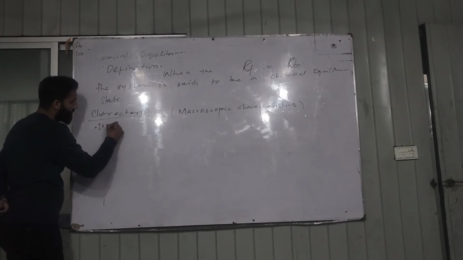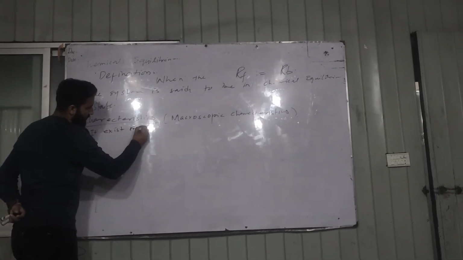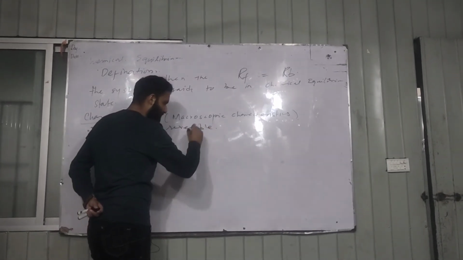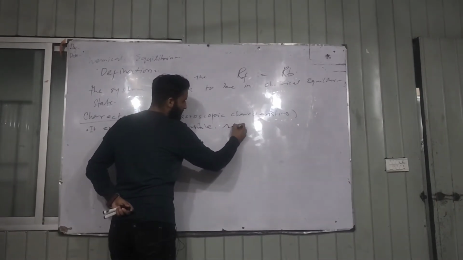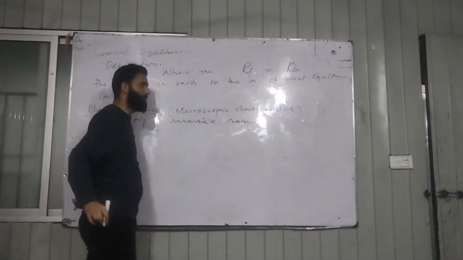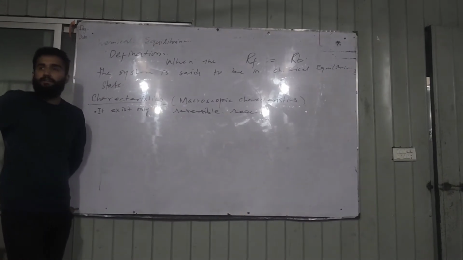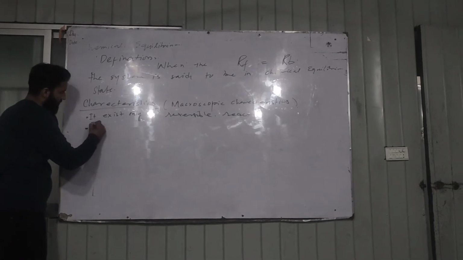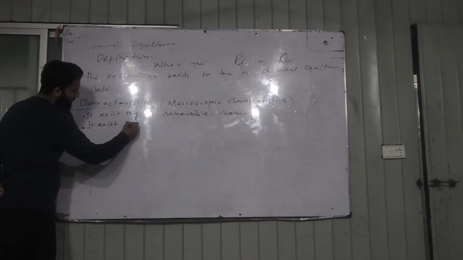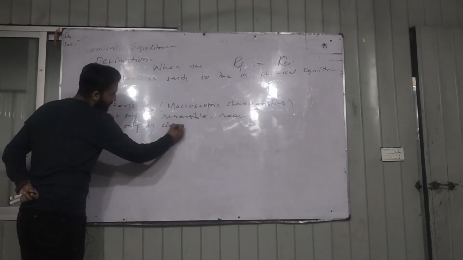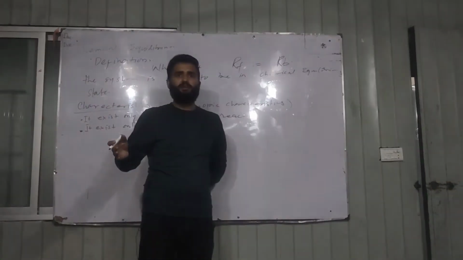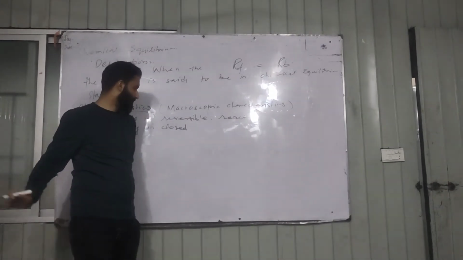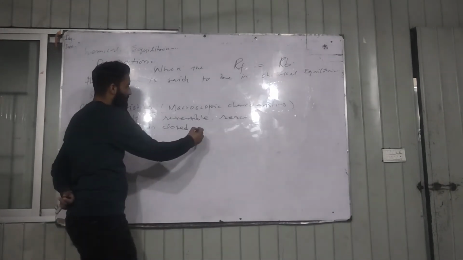It exists only in reversible reactions. There is no equilibrium in irreversible reactions. Okay, clear? Number two, it exists only in a closed system, in which no matter is going to leave the system. Okay, clear? It exists only in a closed system.